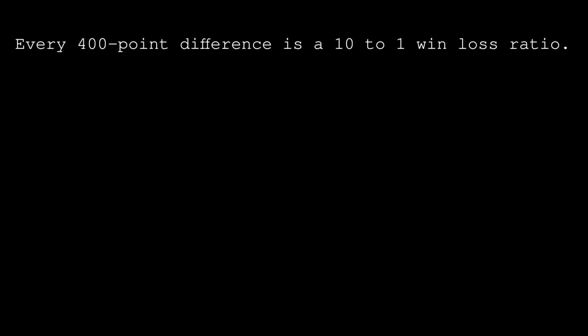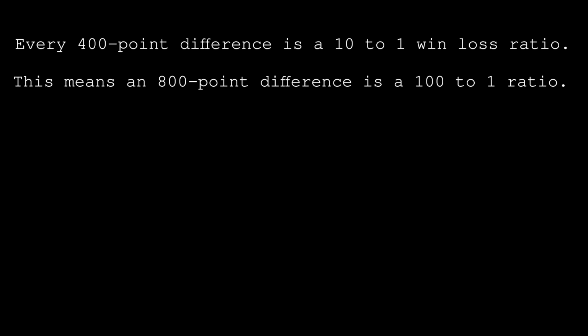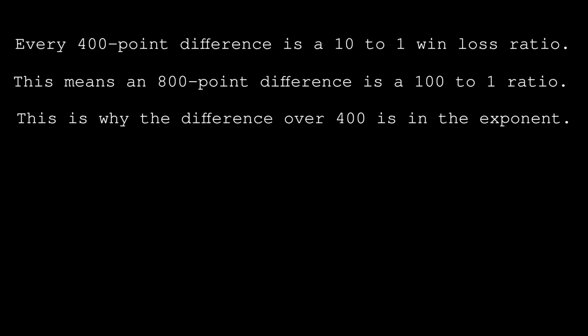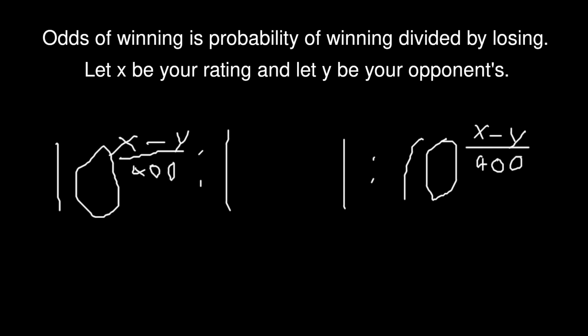And if there's an 800 point difference, it's 100-to-1, 1,200, 1,000-to-1, and so on. If it's 200, then it would be the square root of 10. And if we want to use odds, then you could say your odds of winning are 10-to-1 if your Elo is 400 higher than your opponent's.